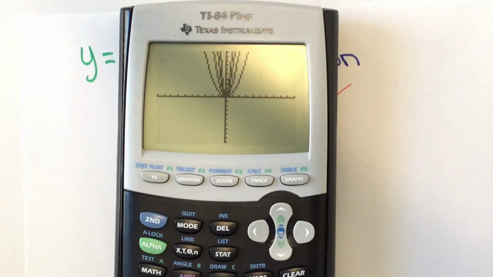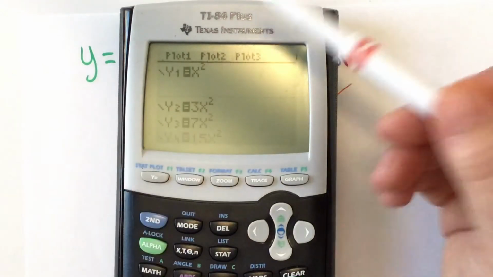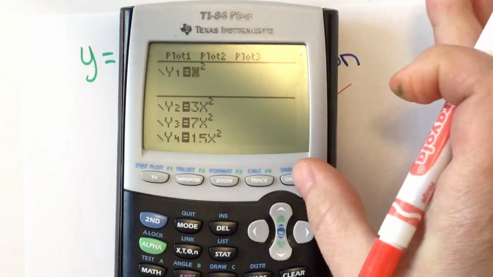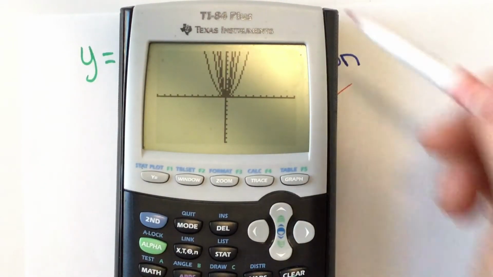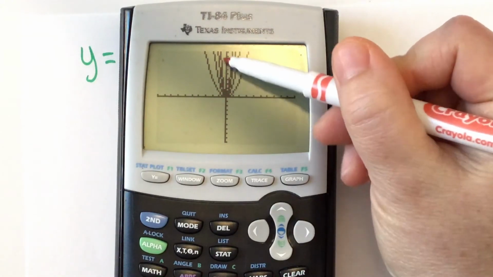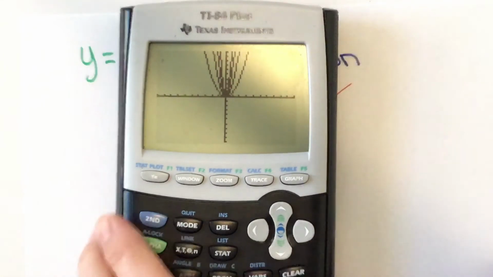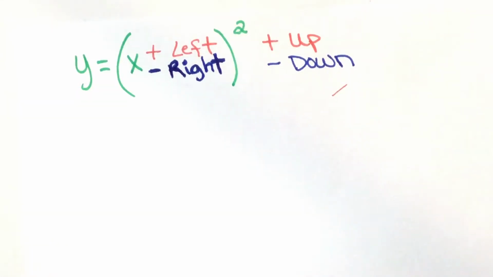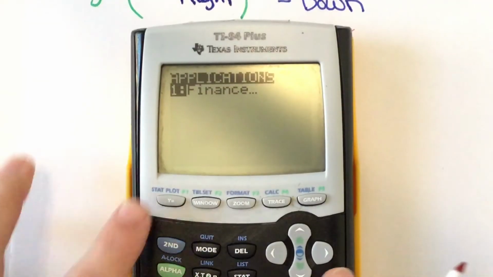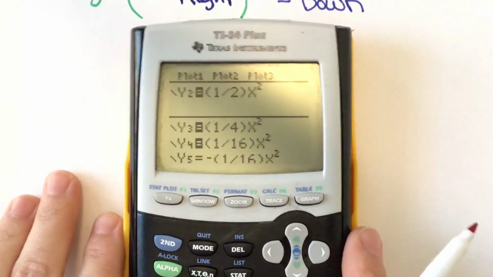So see how that graph got skinnier and skinnier? So that's said to be more vertically stretched. So the bigger the number gets in front, the skinnier the graph, the more stretched the graph. So this skinniest one was the y equals 15x squared. Okay, and then likewise, whoa, that was loud. Did I scare you? Did I wake you?